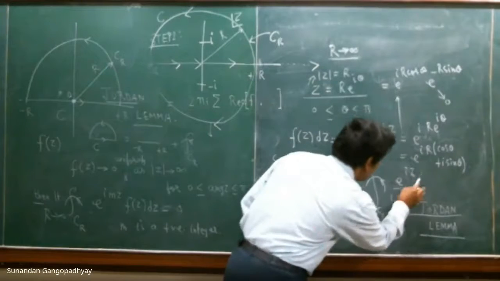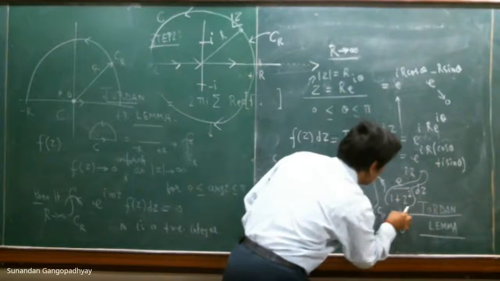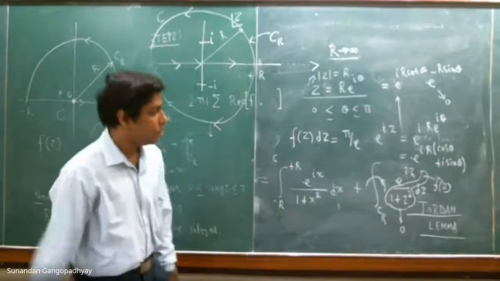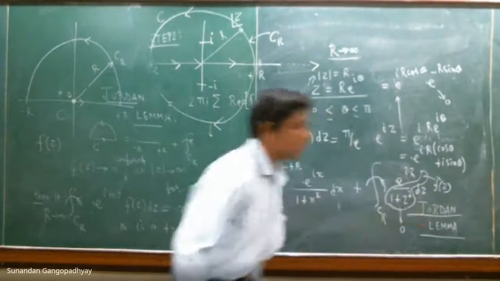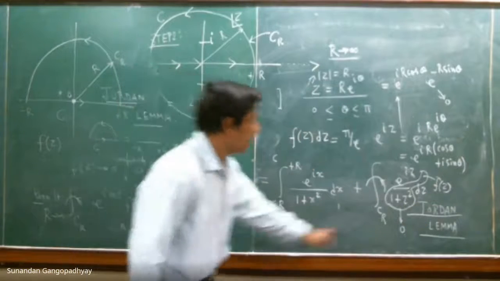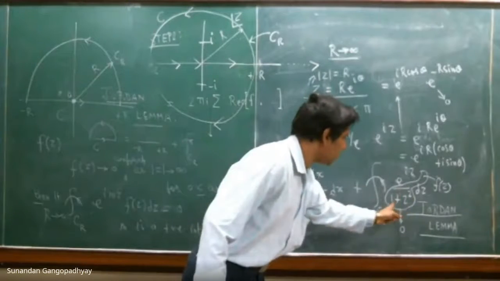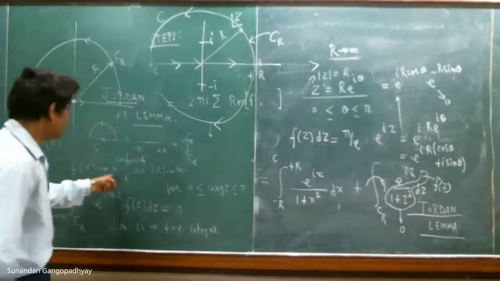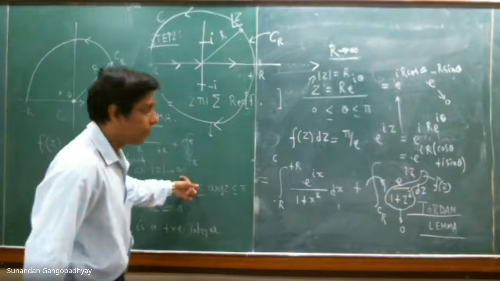So in this case, let us call this f of z. You see that f of z has a finite number of poles in the upper half plane. f of z is 1 by 1 plus z squared. So it has a simple pole, and that goes uniformly to 0 as mod z tends to infinity.